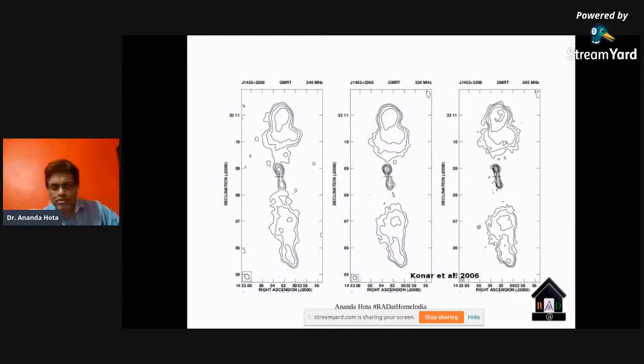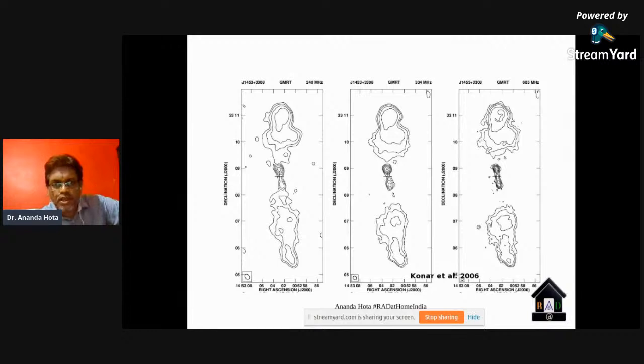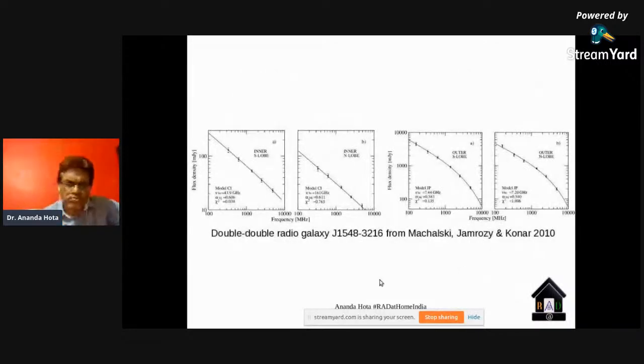So this is a GMRT picture. The same color picture can be coded in a contour map. And you can see here the outer diffuse structure and the inner pair. These are GMRT images at 240 megahertz, 334 megahertz, 610 megahertz, from Chiranjeev Kumar, our collaborator, his picture. So the inner, fresh plasma will have a straight slope, and the outer diffuse plasma, aged after the passage of time, has a curved spectrum.